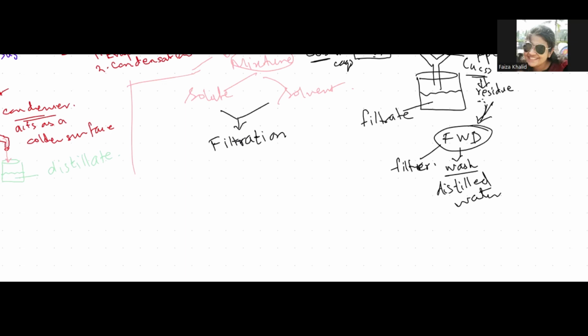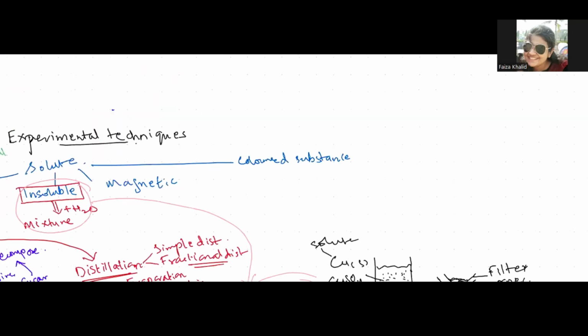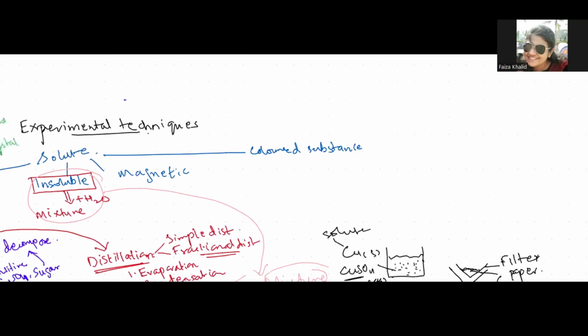Then you dry it between the layers of filter paper. Always dry between the layers of filter paper. You got it up to here? Now, how would you separate the particles which are magnetic? With the help of a magnet. And how are you going to separate out the colored particles, colored substances? Excellent. Chromatography.